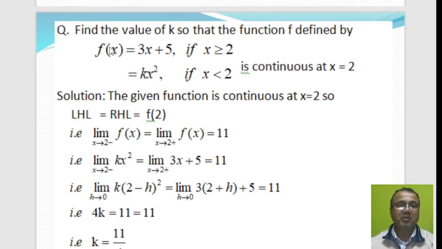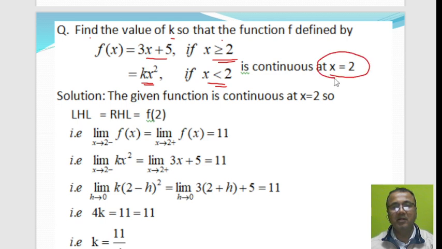Now check another problem here. Find the value of k so that the function is defined as f(x) = 3x + 5 when x is greater than or equal to 2, and kx² if x is less than 2. It is given that the function is continuous at x = 2, and you have to find the value of k.